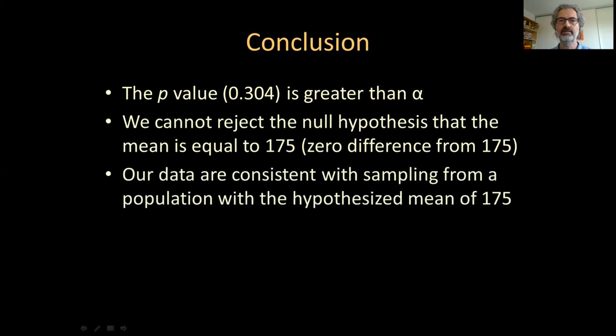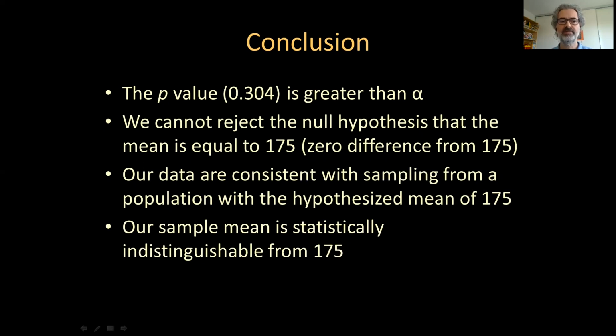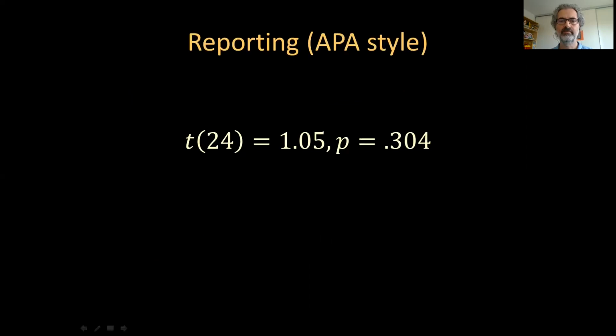In other words, our data are consistent with sampling from a population with the mean of 175, our hypothetical reference value. This is the one we asked about. So our sample is consistent with this. Another way to state it is our sample mean, which was 176 point something, whatever it was, is statistically indistinguishable from 175. The way to report this result, according to the APA style, is this one.